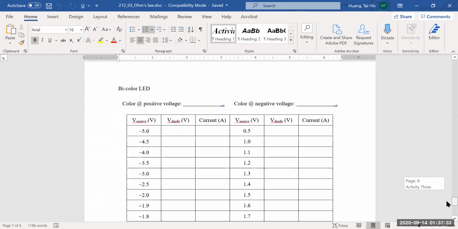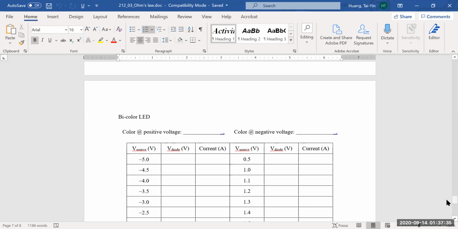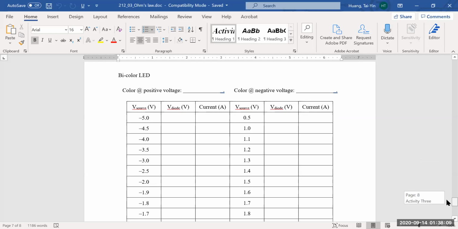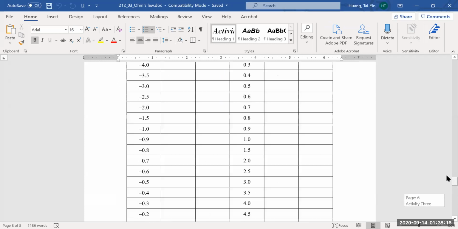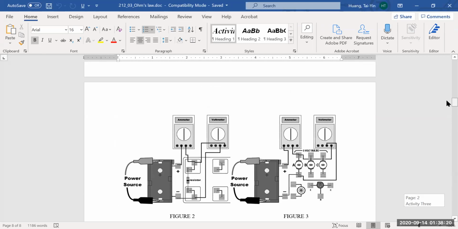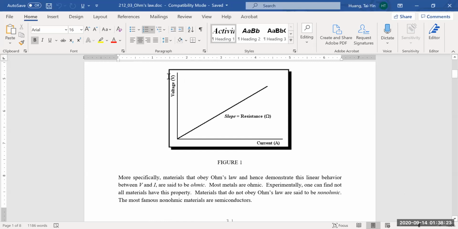Same thing for the bicolor LED. In the lab you'll be able to see the color, but now since you're going to process the data, you do not have to answer what color appears when you apply a positive voltage and what color appears when you apply a negative voltage. Basically, the bicolor LED has green and red, and the forward current or forward voltage will change the color of the LED. So you do not have to indicate which color is for positive or negative voltage. Once you have the data, you will use it to plot voltage versus current.